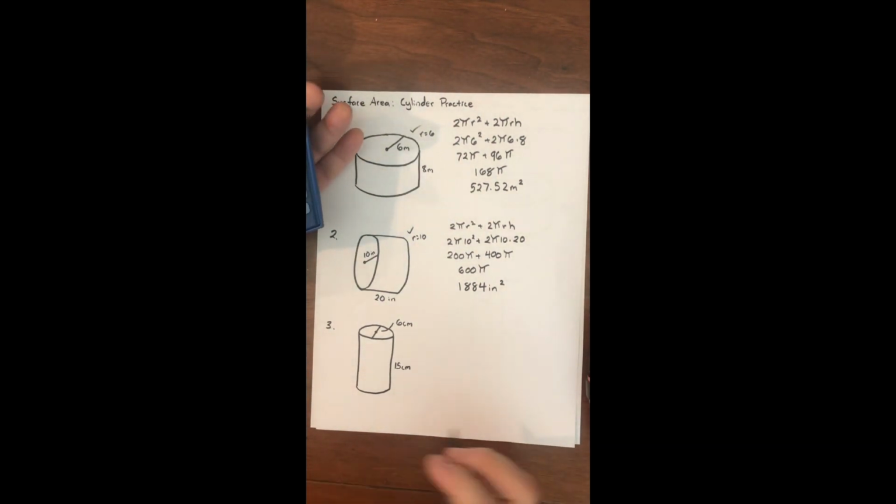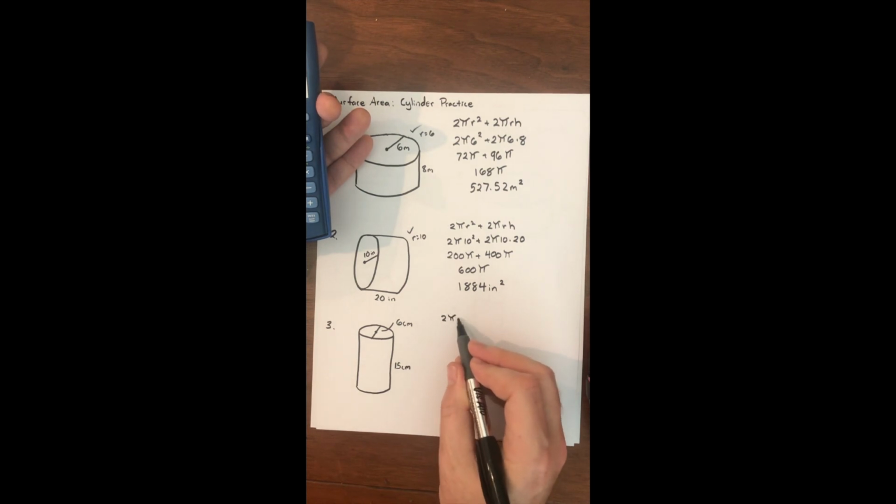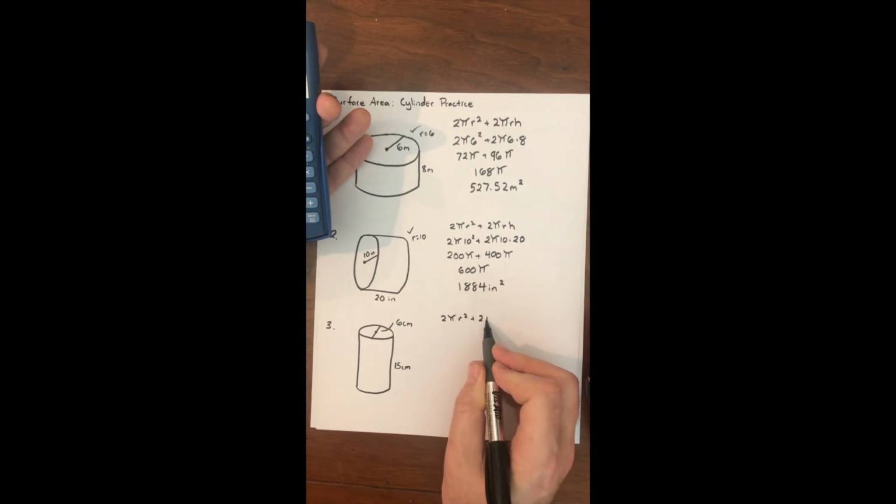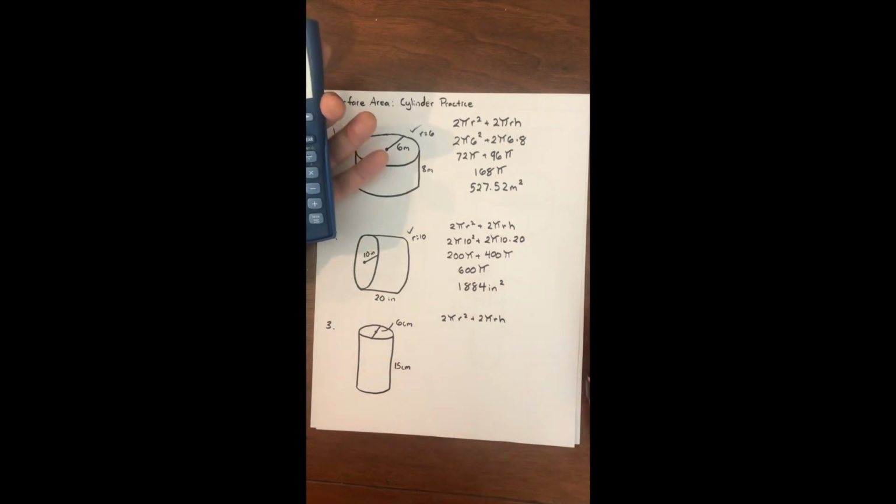And finally, the last one. 2 pi's are square and 2 pi's are hot.